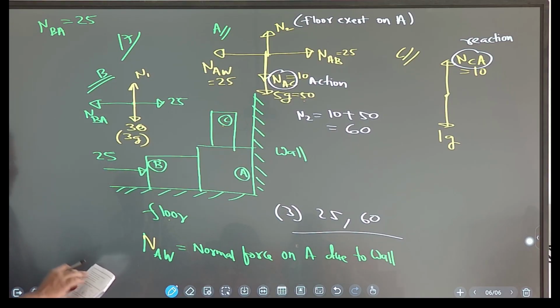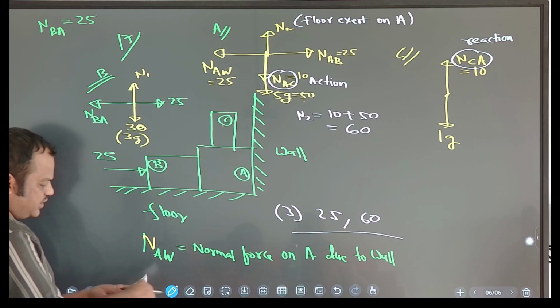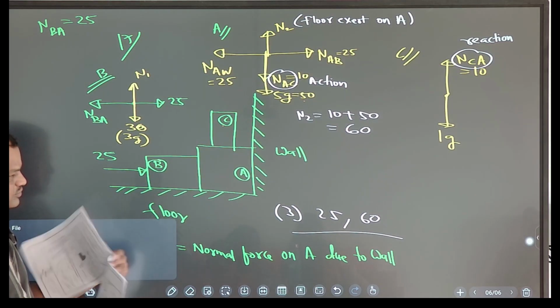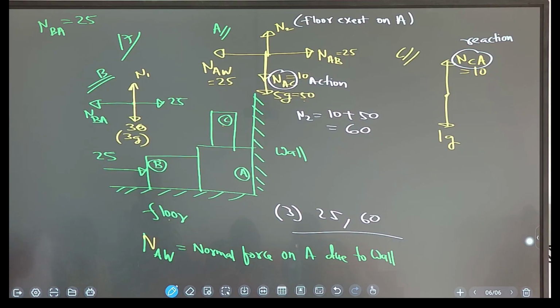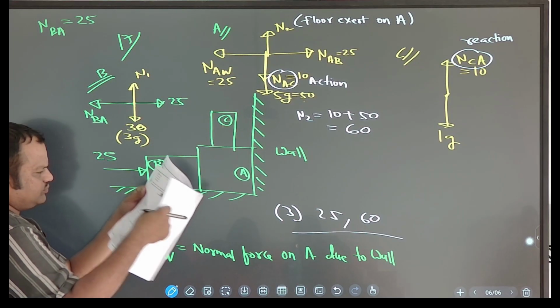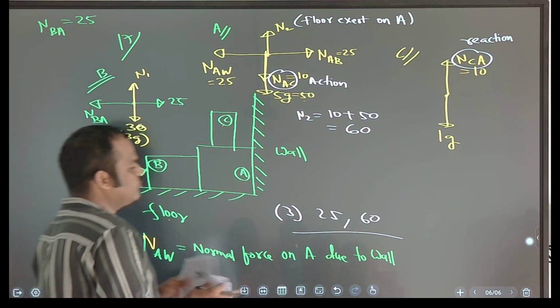15, the elevator one, I will teach. Elevator I will teach. Any other? Done? Which one? 27.